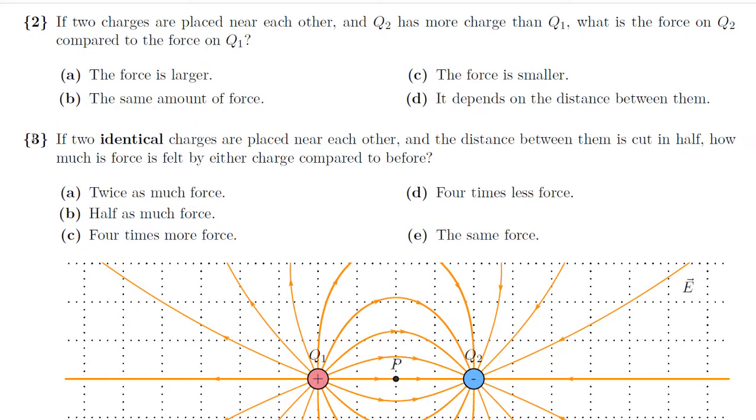Okay, number 3. If two identical charges are placed near each other and the distance between them is cut in half, how much force is felt by either charge compared to before? So all these options are basically going to be either a factor of 2, a factor of 4, in terms of how much more or less, or it might be the same amount. So what would it be possibly in this case?